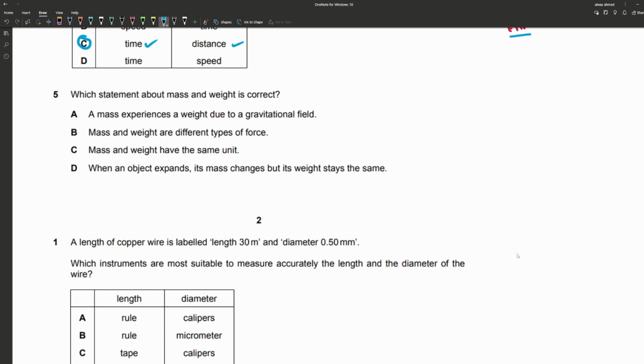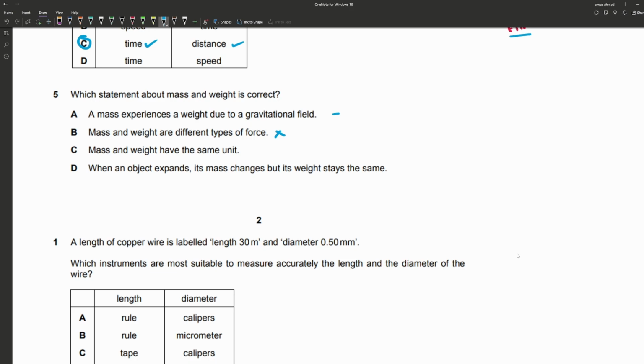Okay, so question number 5, which statement about mass and weight is correct? A, a mass experiences a weight due to a gravitational field. Okay, so that sounds correct, because weight is a force, and this force is due to the mass and the gravitational field. So okay, this sounds correct, but we'll look at the other statements as well. B, mass and weight are different types of forces. Okay, we know that weight is a force, but mass is not a force, so this is incorrect.